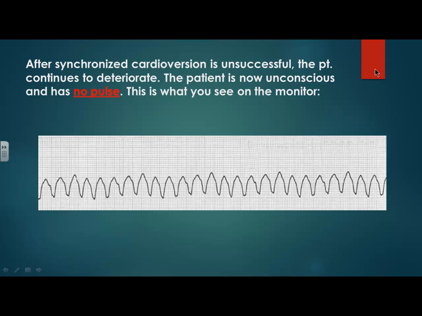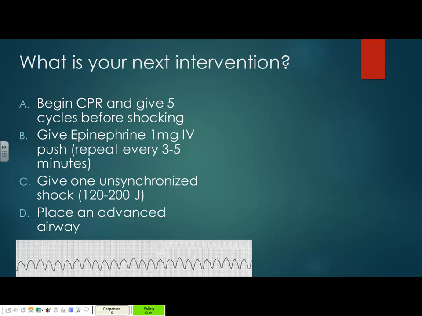And even if it was a VTAC or a V-fib on the monitor, if it doesn't have a pulse, we're still going to call that a VTAC or a V-fib. All right, so that's important to remember. Now, if it was no pulse and we saw just a junctional tachycardia or something like that, then we're just going to call that PEA. All right, but this is VTAC or V-fib. All right, so what's your next intervention?